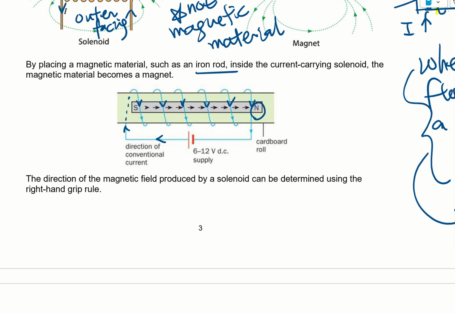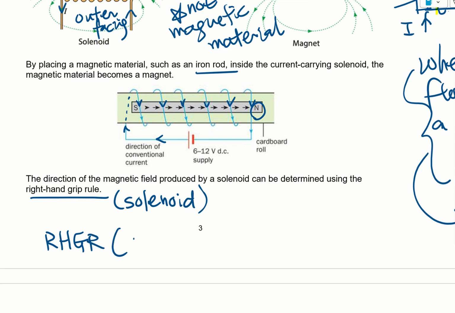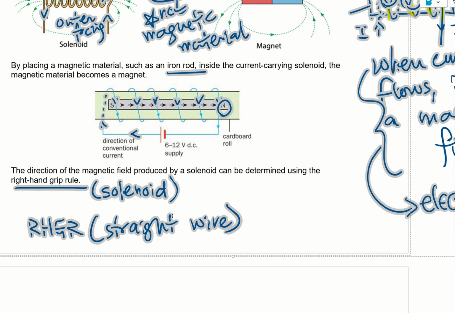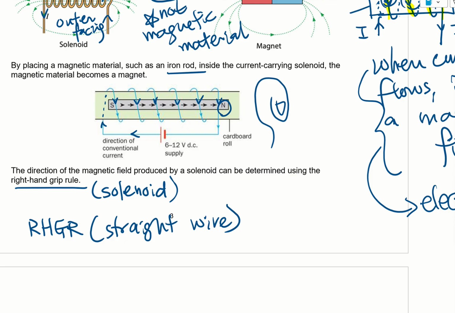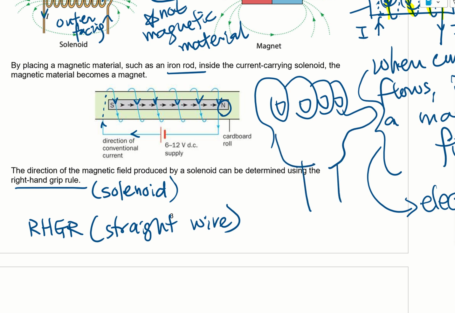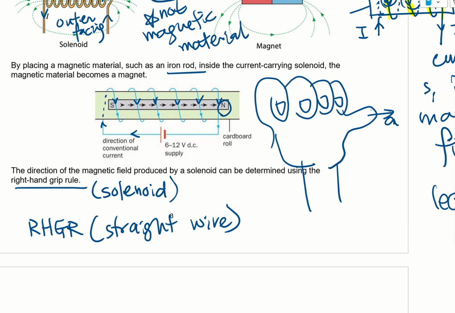Okay, so you have to use this right hand grip rule for solenoid. Later on I will introduce the right hand grip rule for a straight wire. It's still the same way of gripping. So imagine you are using your right hand and you are gripping something, right? This is your right hand, and your thumb points in this direction. Okay, so what does the finger represent?